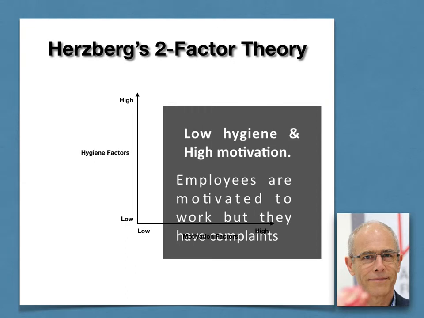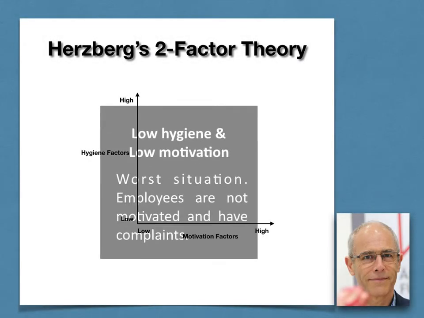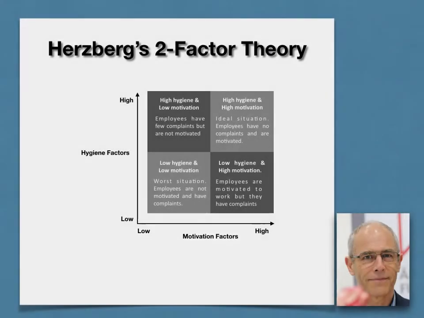Then we have low hygiene and high motivation. Employees are motivated, their job is challenging, but they have complaints about salary or work conditions. And then lastly, we have low hygiene and low motivation. This is the worst possible situation. Employees are not motivated and have a lot of complaints. The challenge for organizations is to create a situation where the employees fit in the top right-hand corner of this grid: high hygiene factors and high motivation factors.